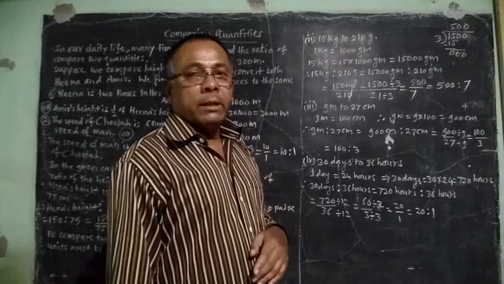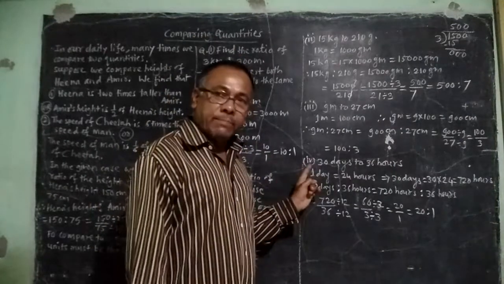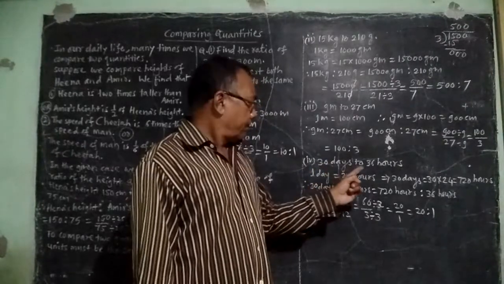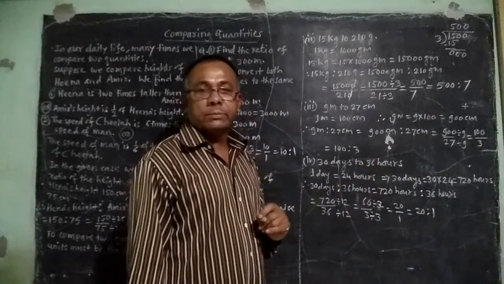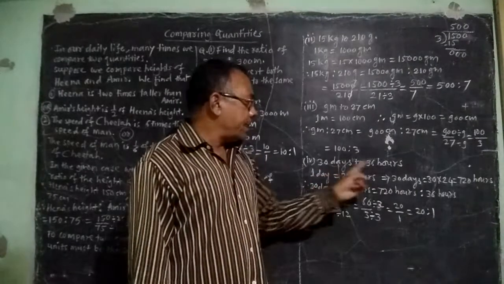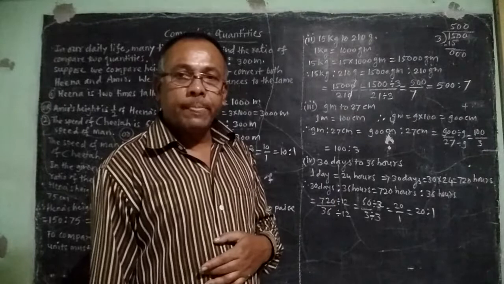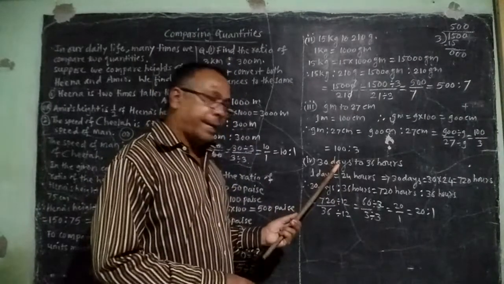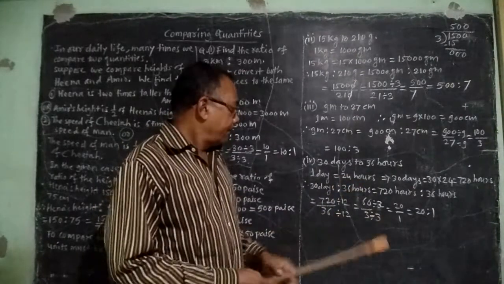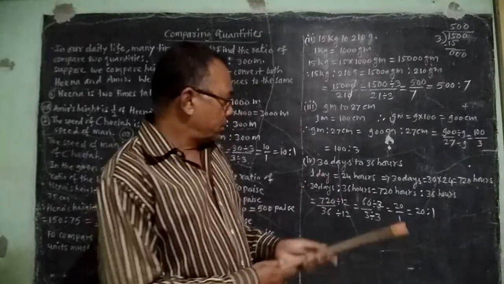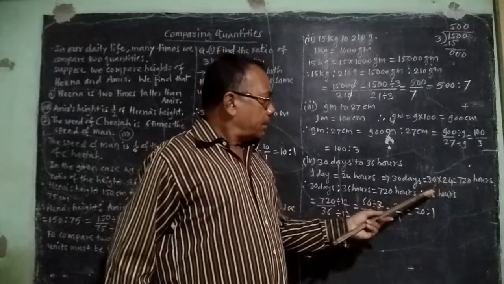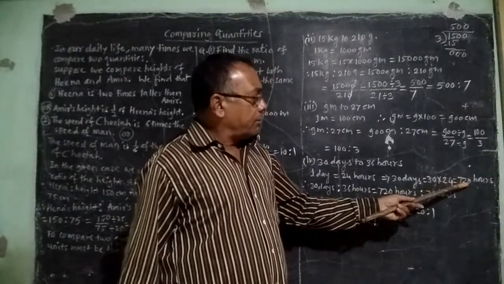In this way, we will solve the next example, that is 30 days to 36 hours. Here again days and hours are different units. So we must convert days, because 1 day is equal to 24 hours. And then 30 days is equal to 30 into 24, and the multiplication will be 720 hours.